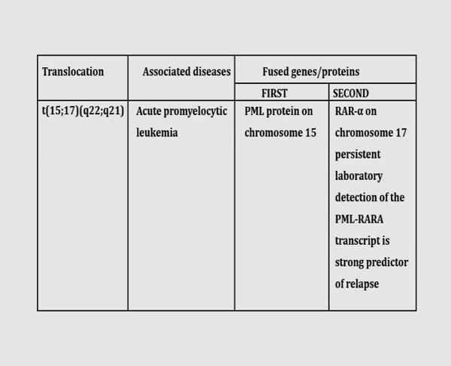In the next case, it is t(15;17) with q22 and q21, the associated disease being acute promyelocytic leukemia, and the genes involved are the PML protein on chromosome 15 and the second being RAR alpha on chromosome 17. Persistent laboratory detection of the PML-RARA transcript is a strong predictor of relapse.